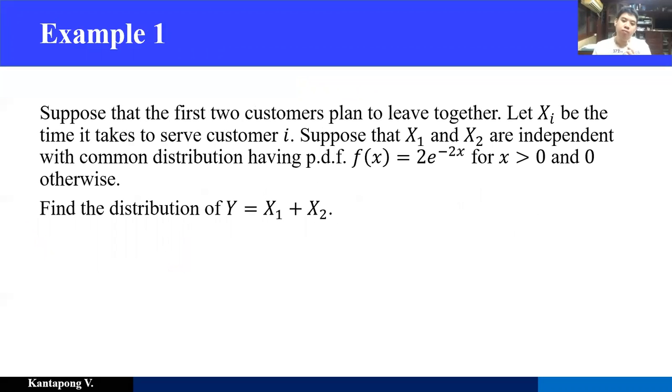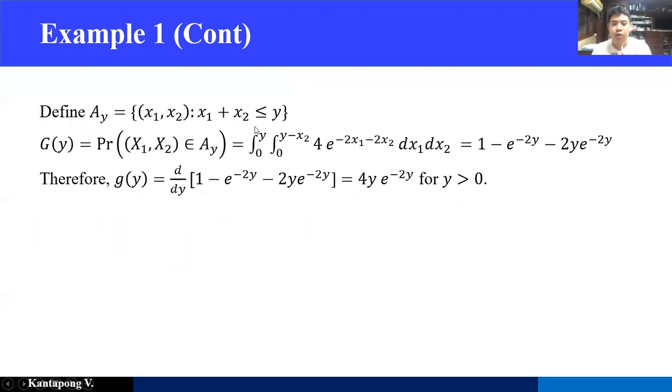Look at the first example. Suppose that the first two customers plan to leave together. Let Xi be the time that it takes to serve customer i. Suppose that X1 and X2 are independent with a common distribution like this. We have to find the distribution of the sum of the random variables. So we define A_y to be something like this. We treat y as if it were a constant. So in the end, if we want to find g(y), it must be a function of y.